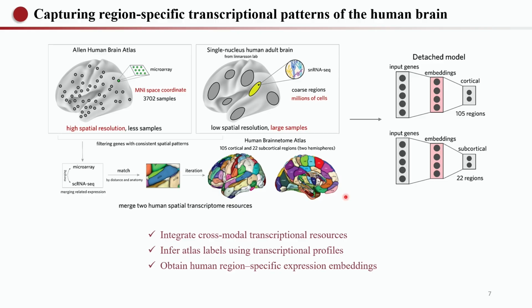Okay, the HBA datasets and the single nucleus datasets did have batch differences. So when integrating these two datasets, we considered the consistent gene patterns in the brain. We filtered these genes and did an alignment, and by this we weighted the two datasets of the gene expression.